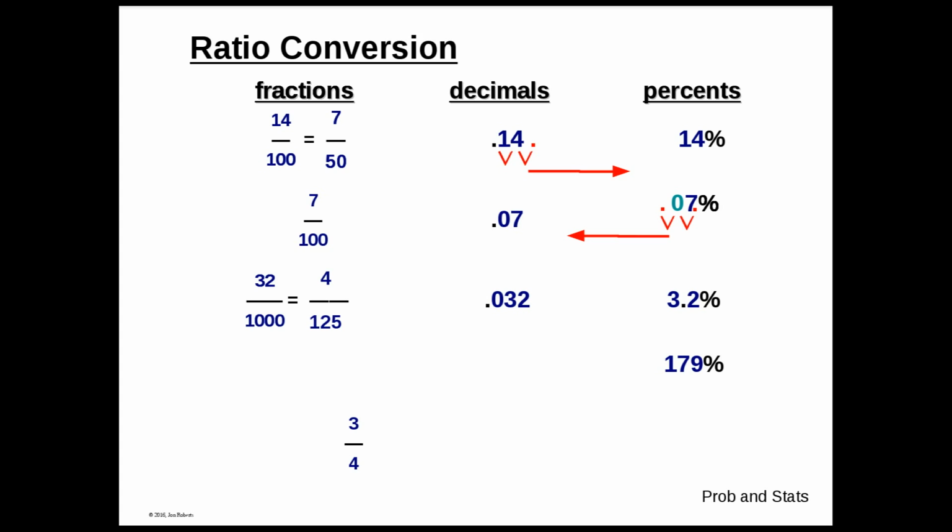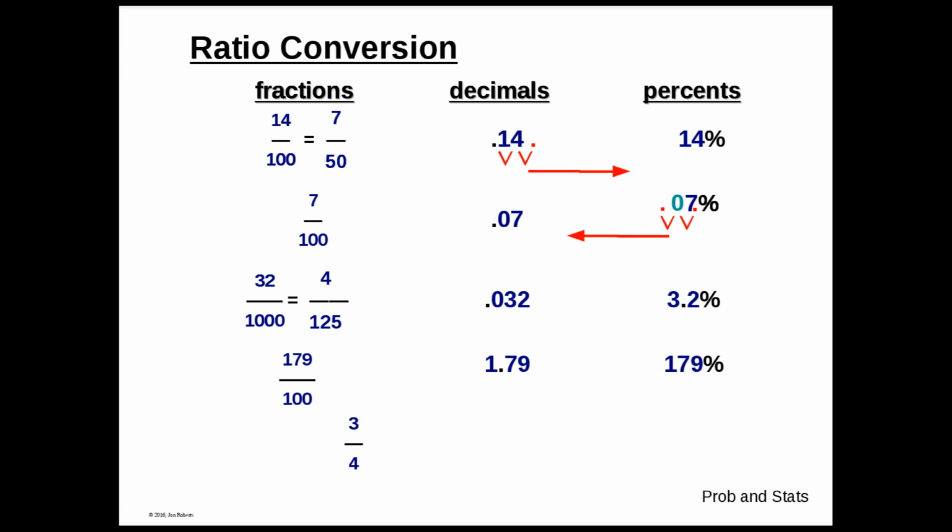179% is something that's valid to discuss. If we move the decimal point 2 places to the left on 179%, we get 1.79, which is greater than 1, and so it is greater than 100%. To turn 179% into a fraction, we simply put 179 over 100. Percent always means per 100.